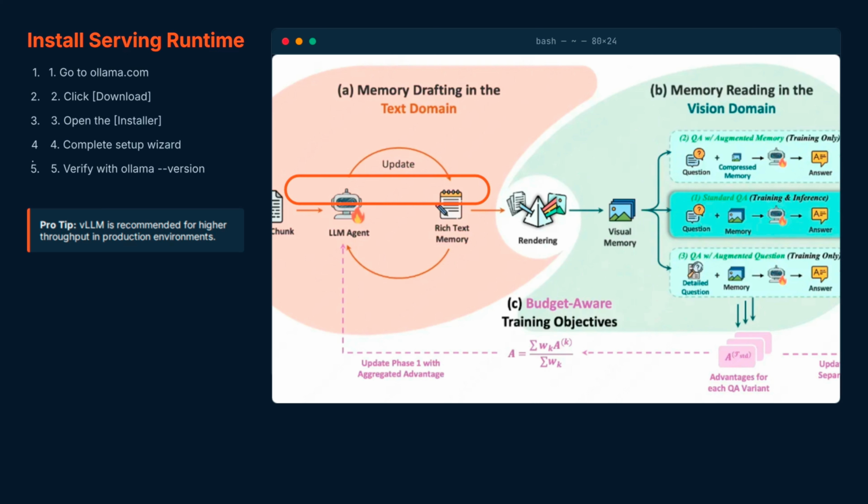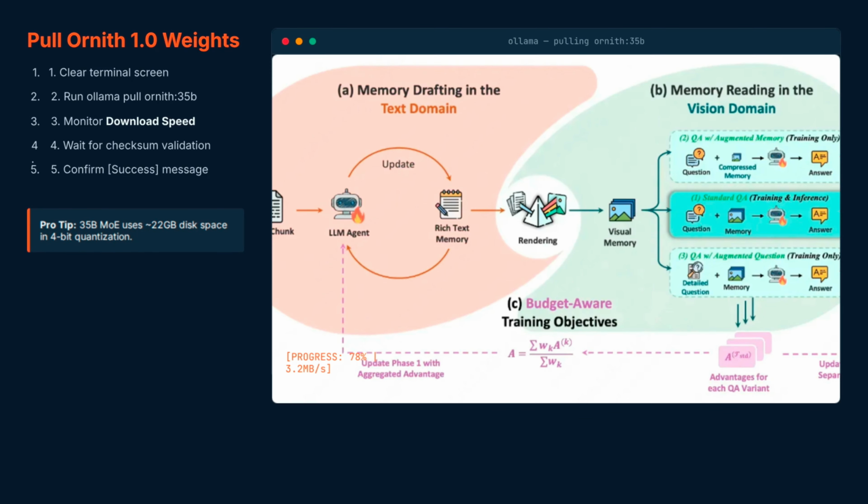Visit Ollama.com, download the installer for your system, and complete the setup wizard. Once finished, verify the installation by typing ollama --version in your terminal. Now, pull the Ornith weights. Clear your terminal screen, then run ollama pull ornith:35b. Monitor the download speed and wait for the checksum validation to complete. You'll need about 22 GB of disk space.